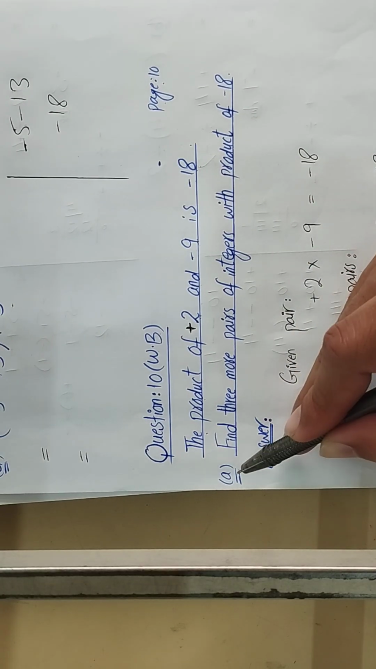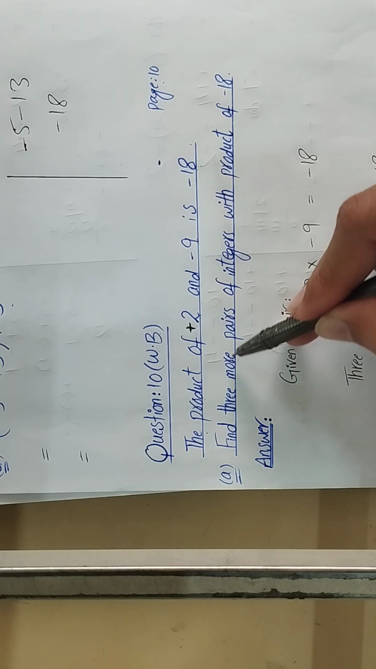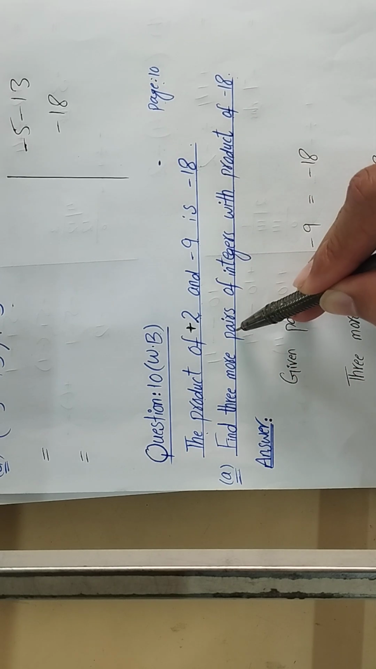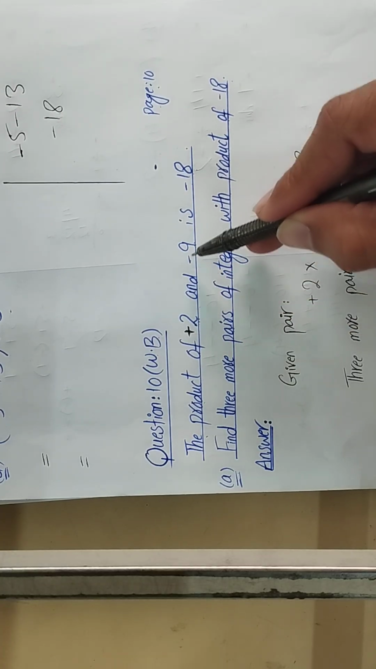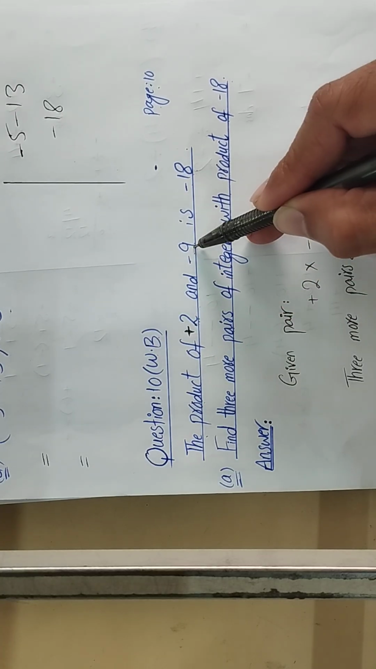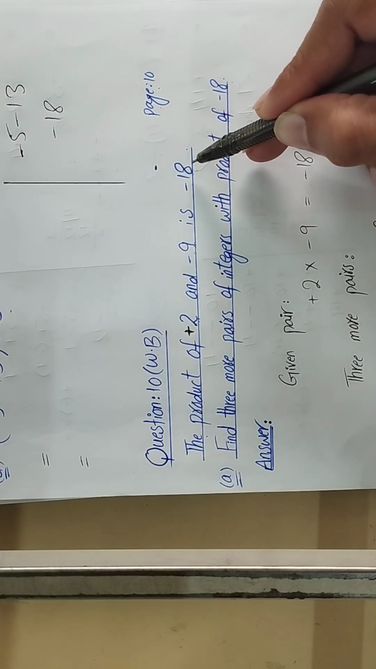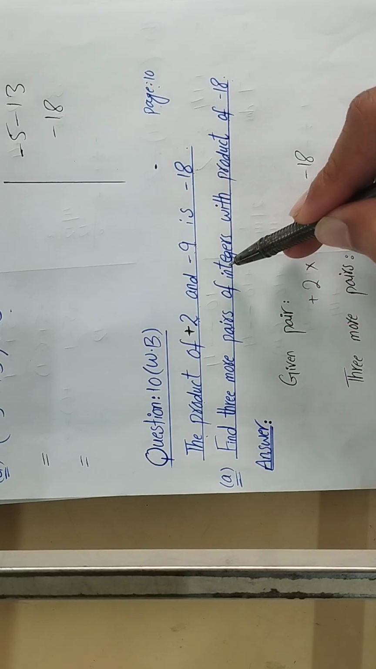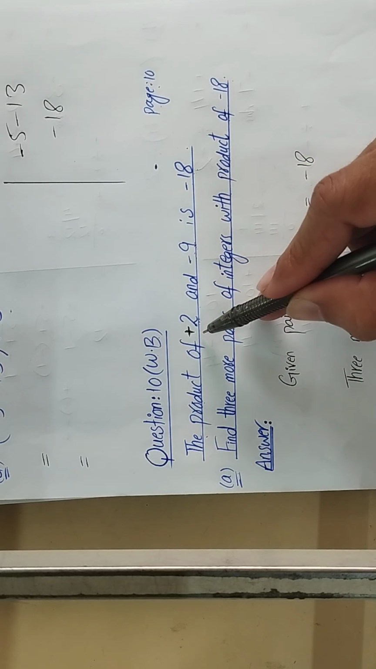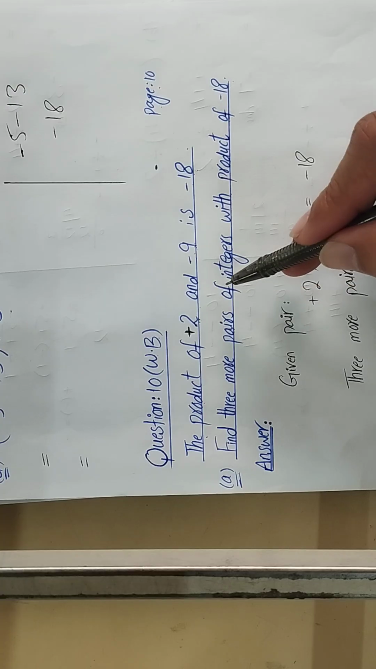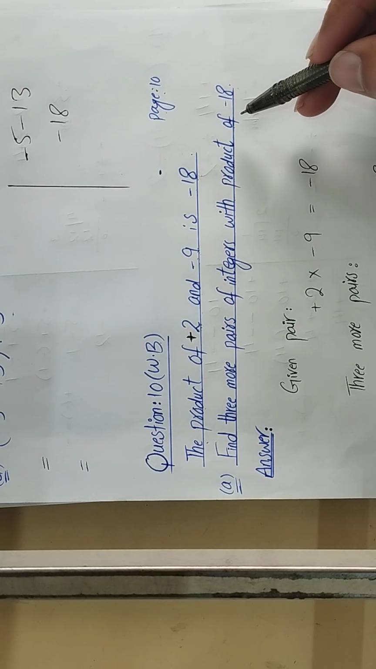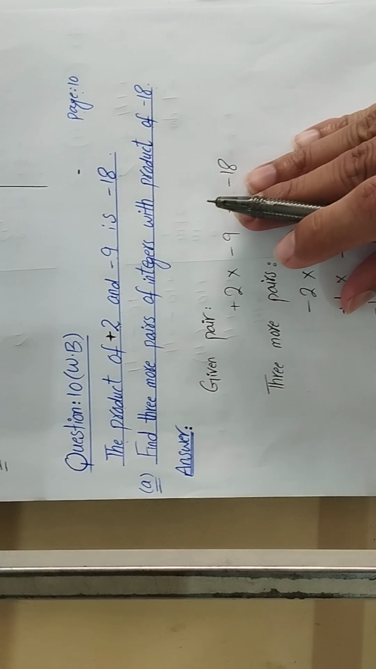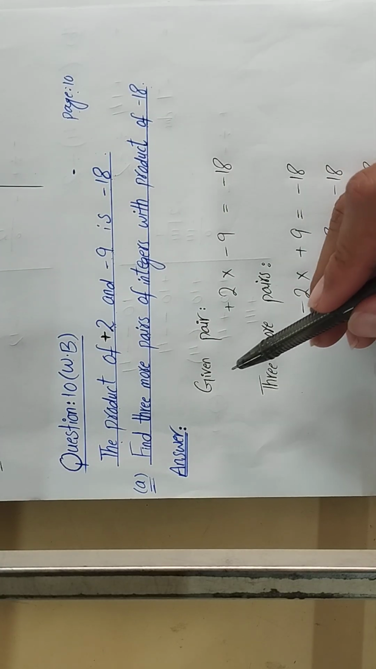Now they are saying that in the first part, find 3 more pairs of integers with product of minus 18. A pair means 2 numbers like this. They are saying that there are 2 numbers here, and multiplying them gives minus 18. So find 3 more pairs of integers. Just like this pair, find 3 more pairs of integers such that they give us minus 18 when we multiply them. Let's see the answer to understand it.